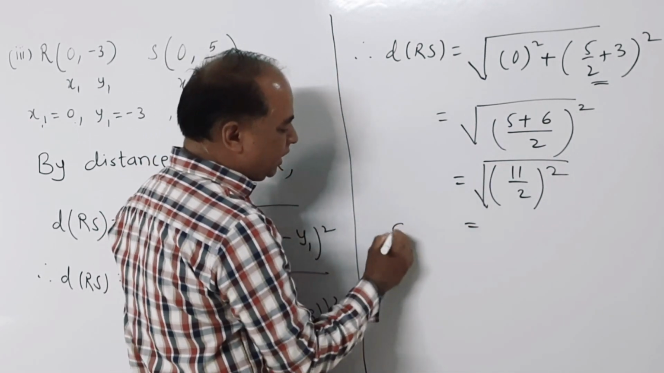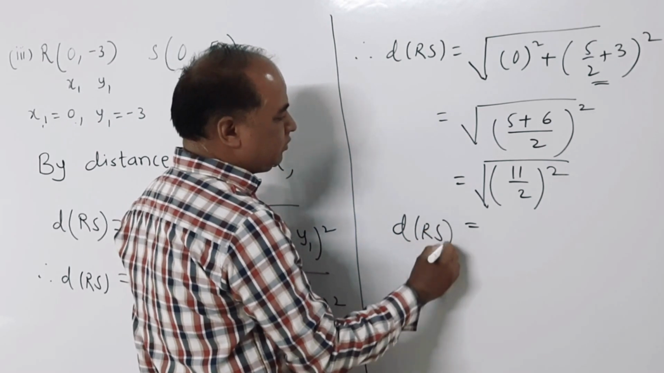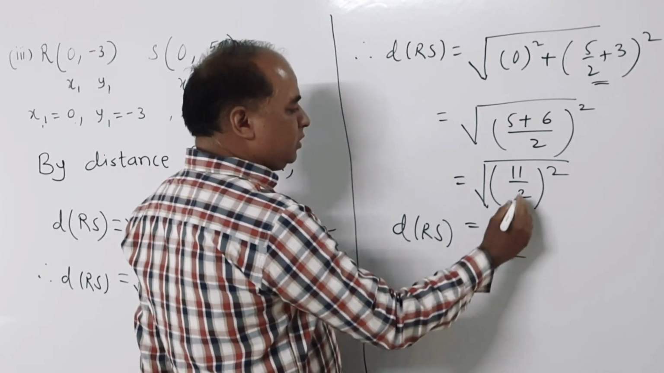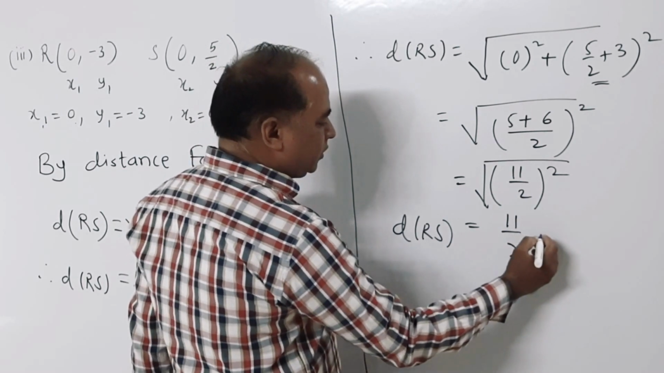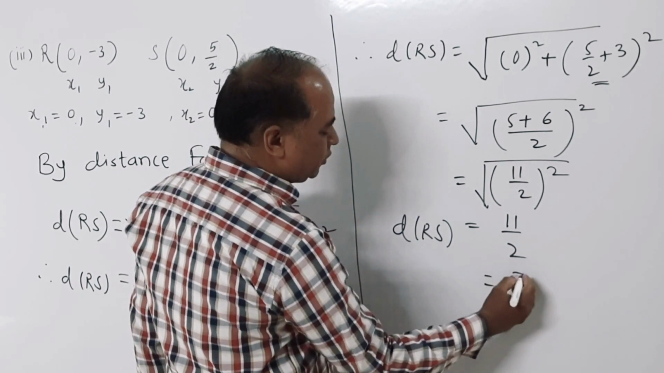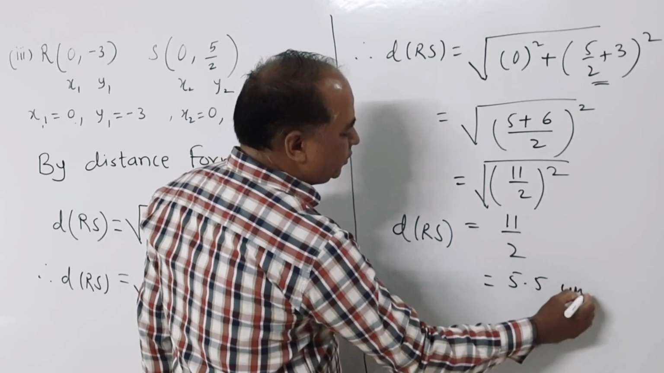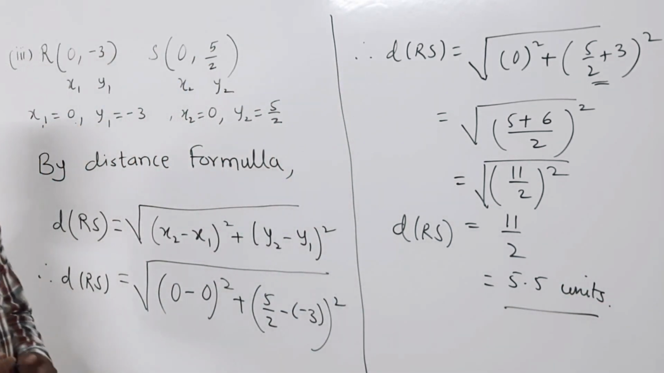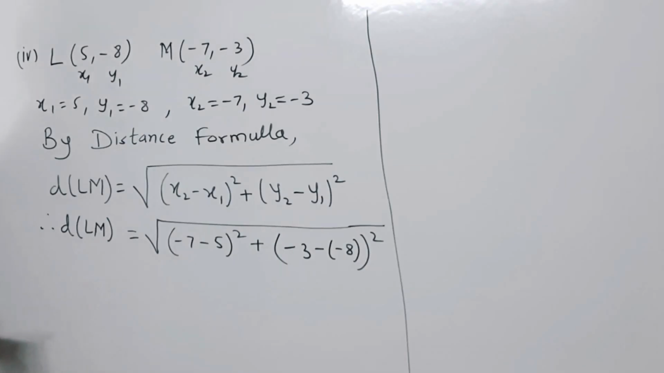So distance RS is equal to square root of 11 upon 2, which is equal to 11 upon 2, that is 5.5 units. Distance RS is equal to 5.5 units.